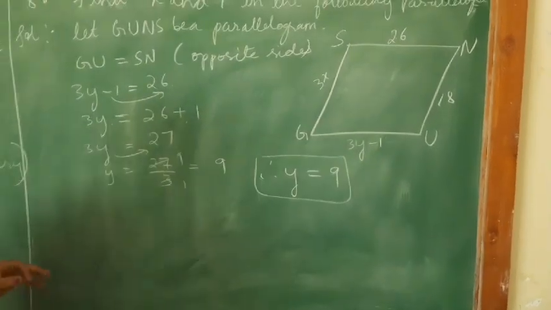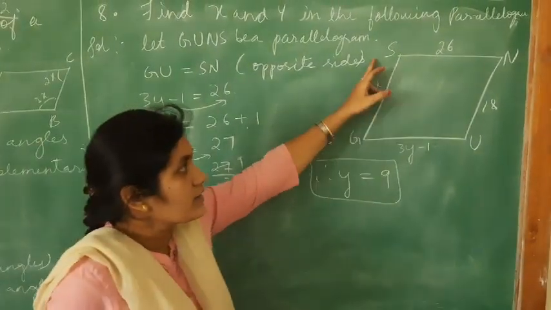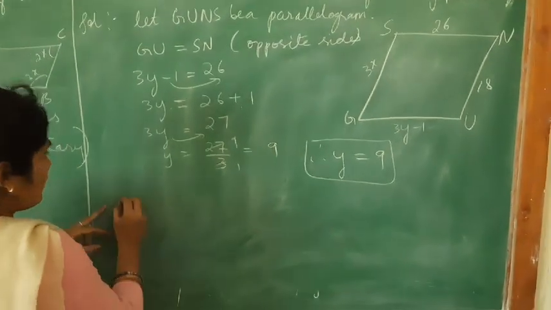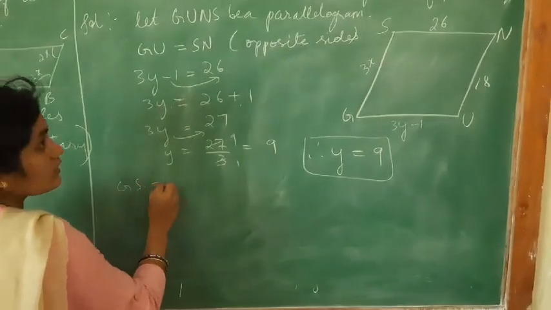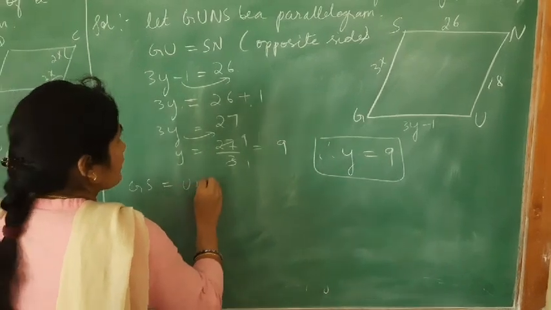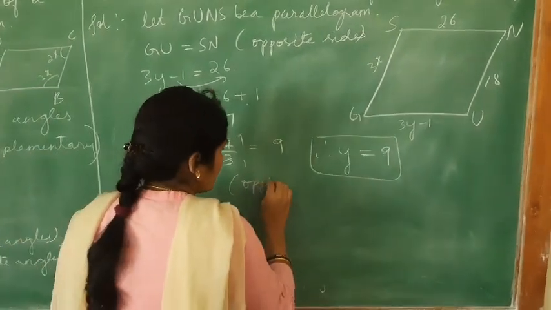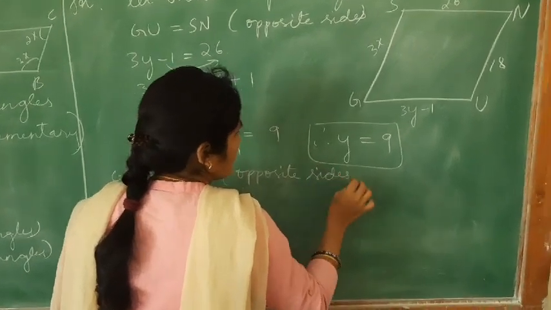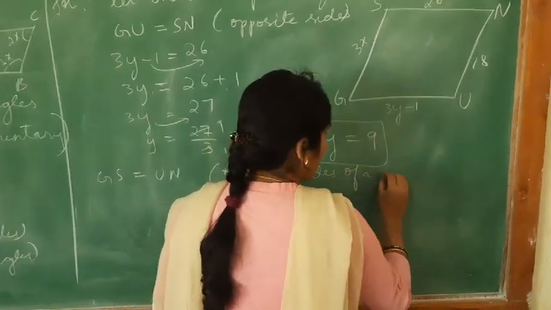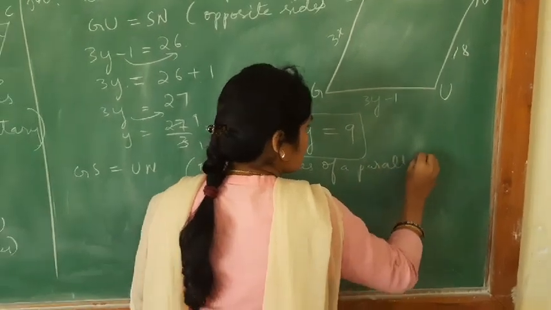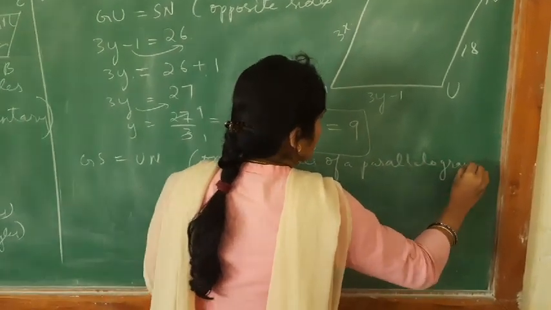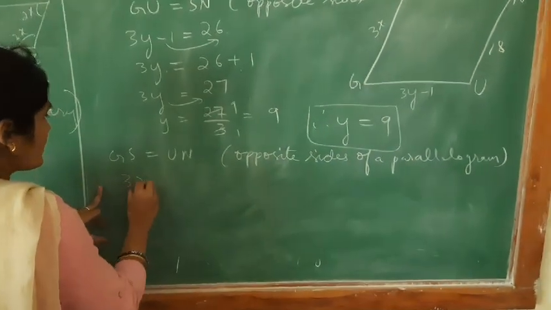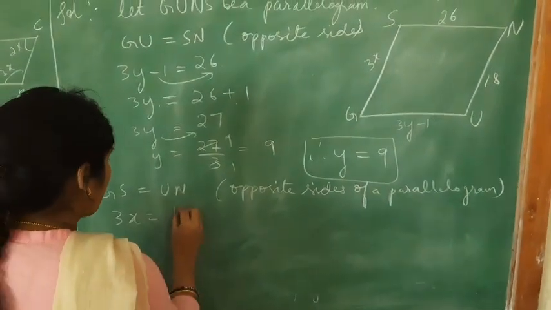Now, in the same way, GS is equal to UN because those are also opposite sides. Opposite sides of the parallelogram. If you want, you can write the statement or else no need, because already it is mentioned that the given figure is a parallelogram. So GS is 3x, which is equal to UN, which is 18.